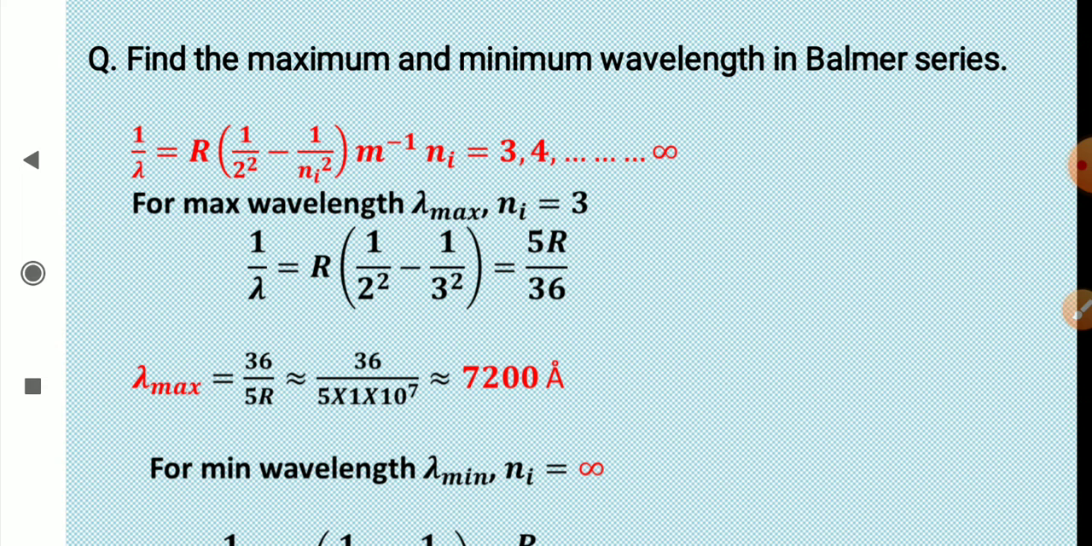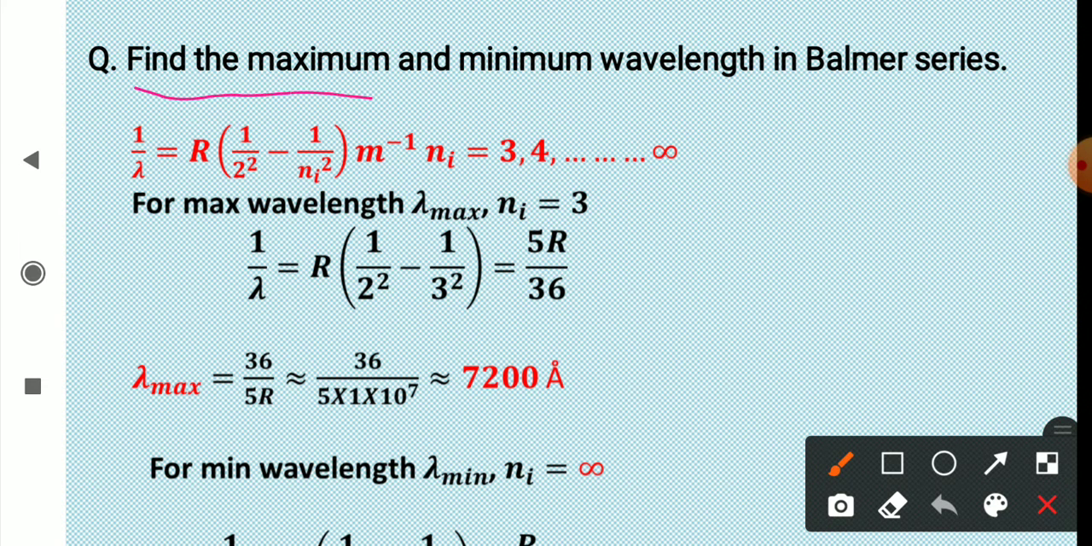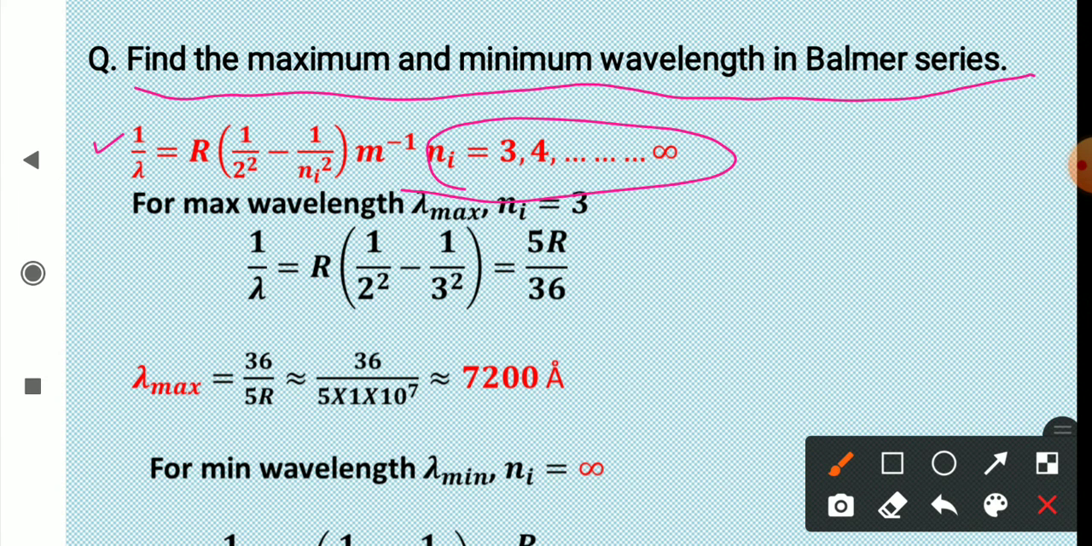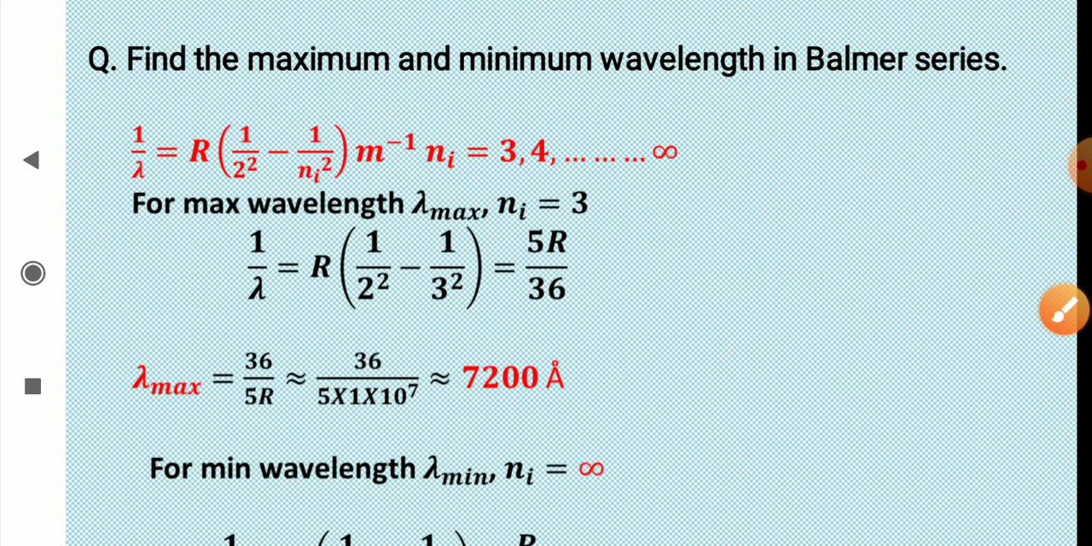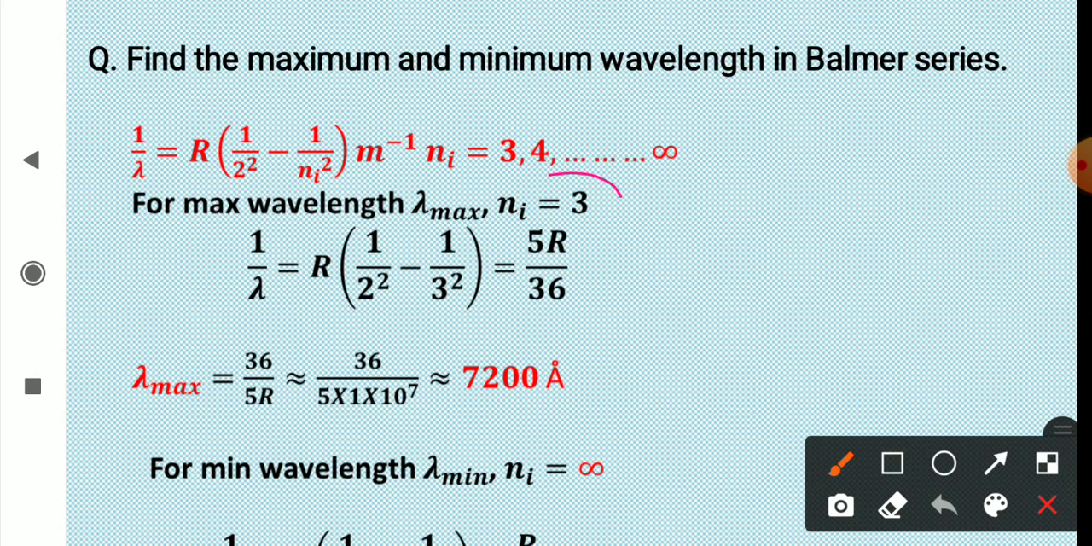Okay. So some numerical problem here. Find the maximum and minimum wavelengths in the Balmer series. So for Balmer series, you can see the relation for this wavelength is 1 upon lambda is R into 1 upon 2 square minus 1 upon ni square per meter. And this initial energy state can be 3, 4 up to infinity. Now for maximum wavelength, this ni should be 3. See, for maximum wavelength, frequency should be minimum or energy difference should be minimum. And if energy difference is minimum, that means the transition should be from the lowest possible energy state. So here n is taken as 3.